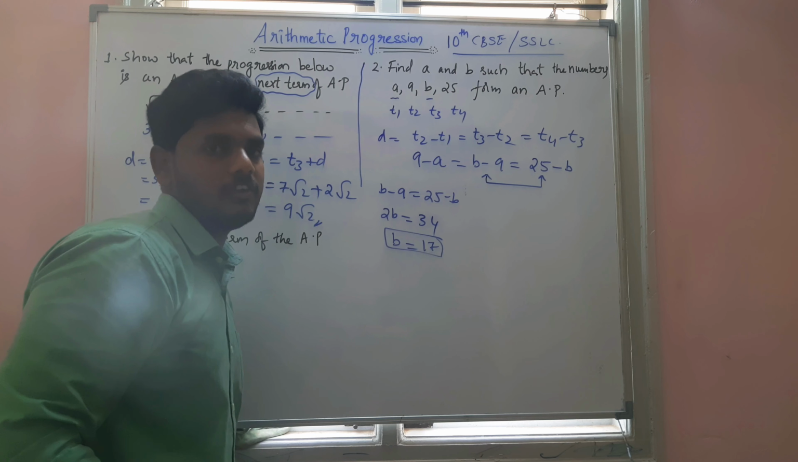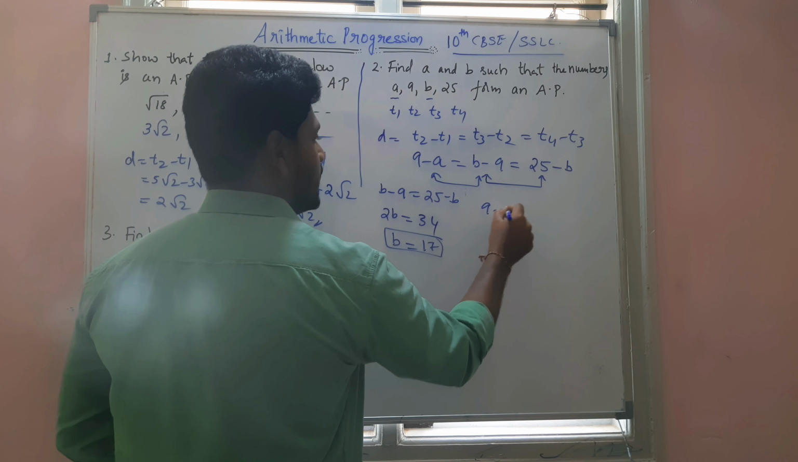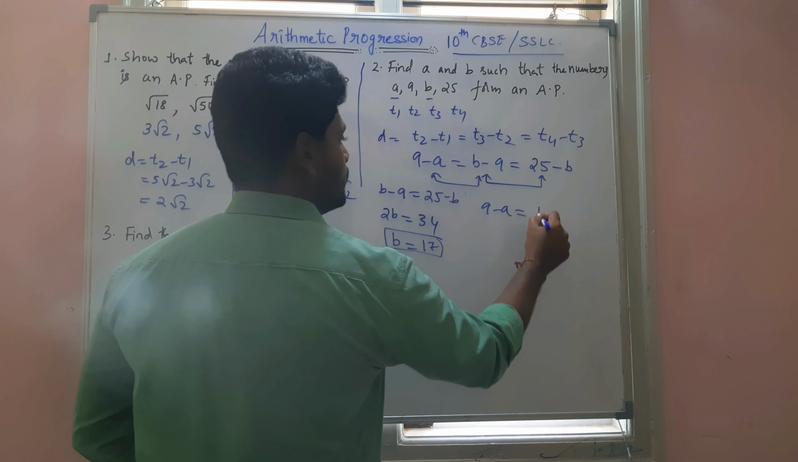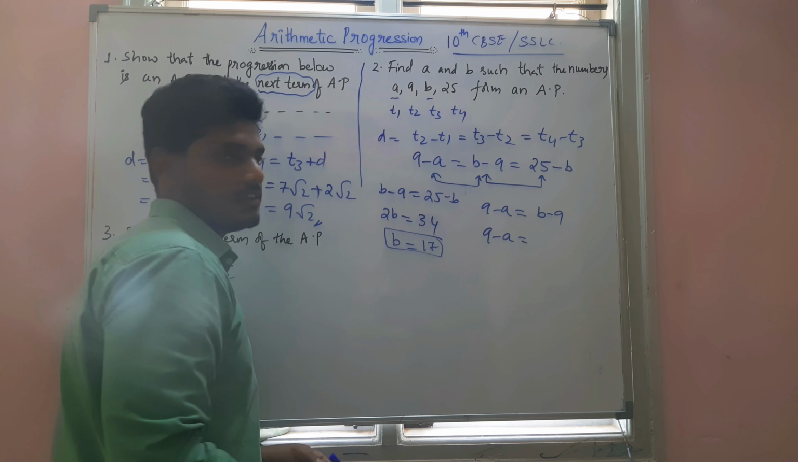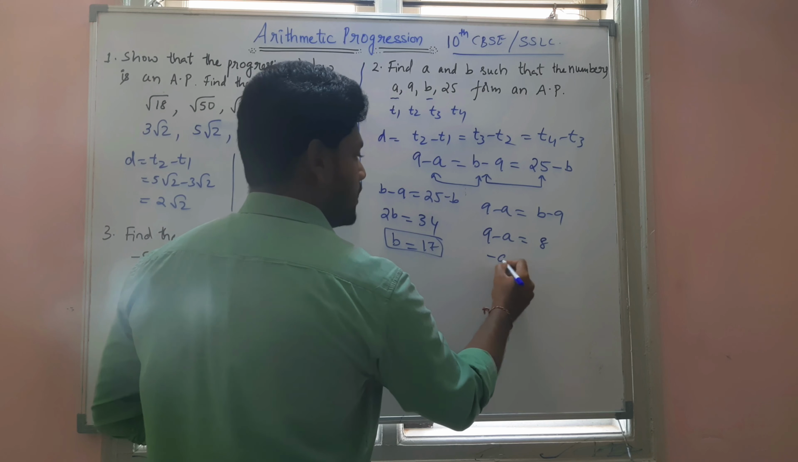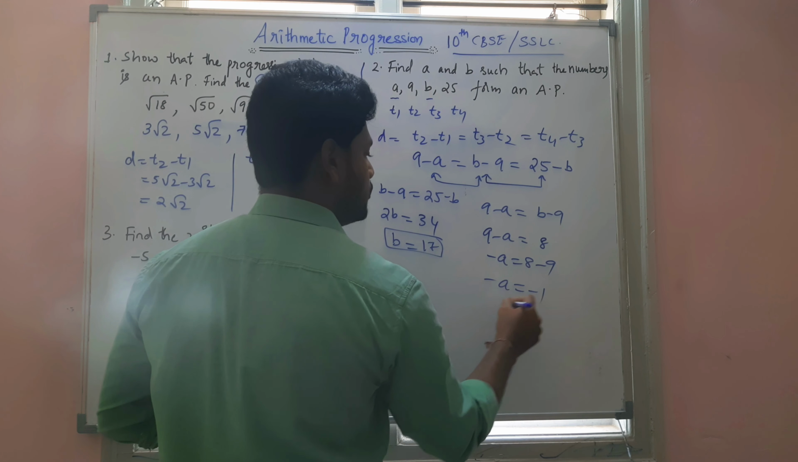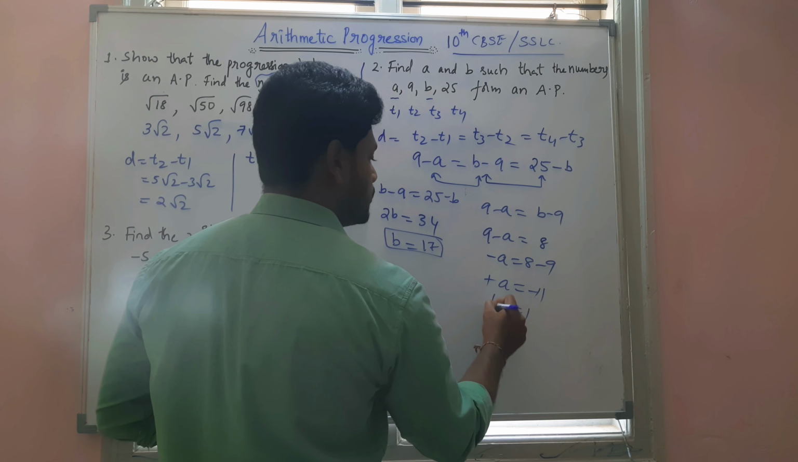Now we got the b value, 17. Now I will use these two conditions. What are those two? 9 minus a is equal to b minus 9. The b value we know is 17. So 9 minus a is equal to 17 minus 9. From 17, if you take 9, we get 8. So minus a is equal to 8 minus 9, minus a is equal to minus 1, nothing but a is equal to 1.